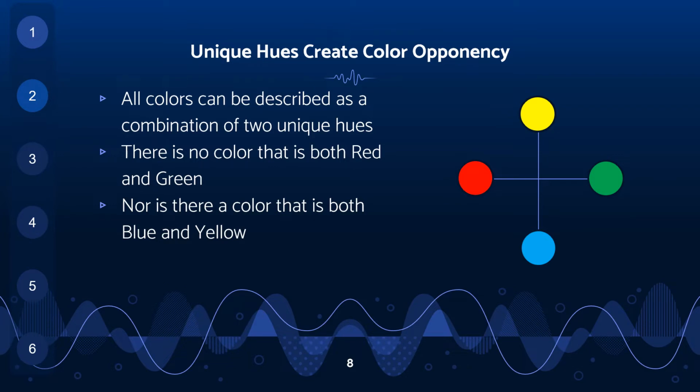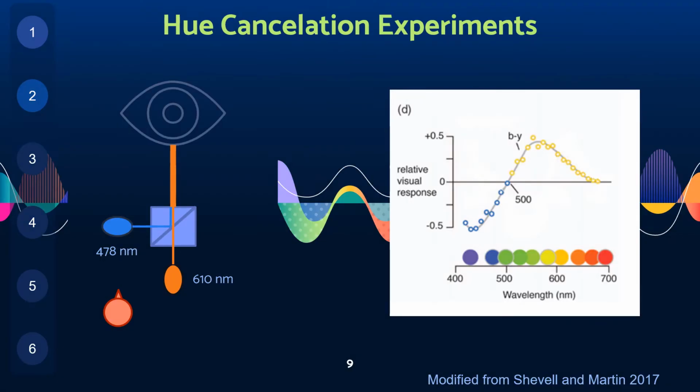But there are no colors that are both red and green simultaneously. And likewise, it's impossible to imagine a color that is both blue and yellow. And we know that unique hues are primary and that all other colors across the visible spectrum are composed of them through hue cancellation experiments.